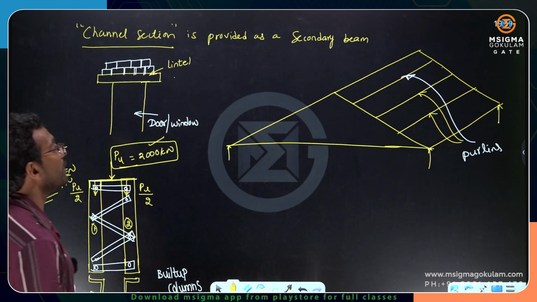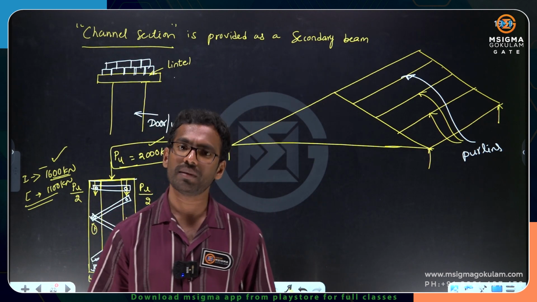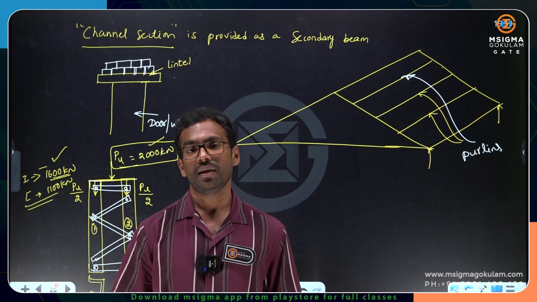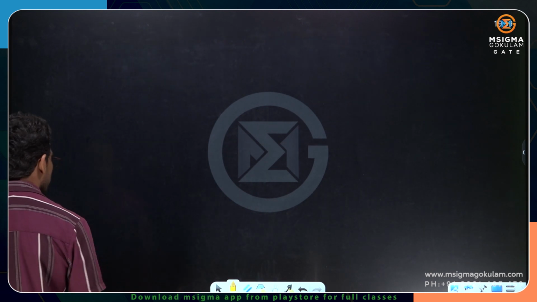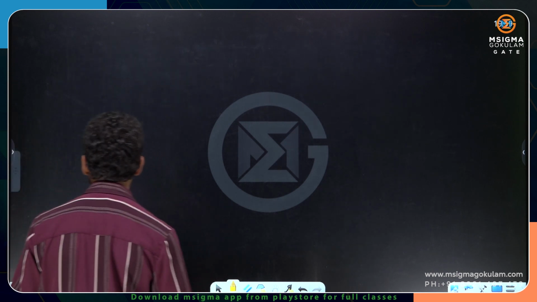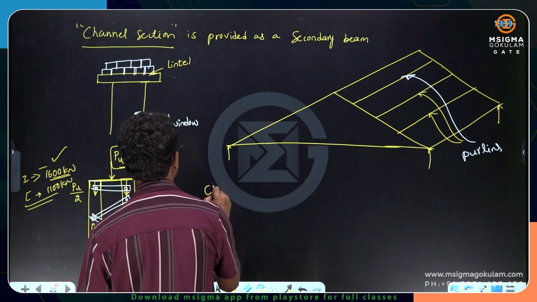So channel section is provided as secondary beams. Wherever there is light bending, we go for the channel section instead of the I section. It is clear to everyone. Okay. Now let us move on to the third. How to designate a channel section? That is also a question. So channel section is designated the same as I section.